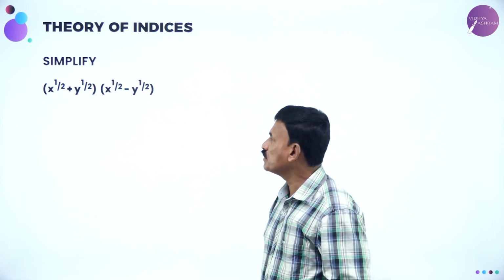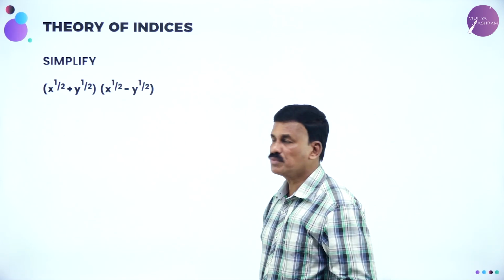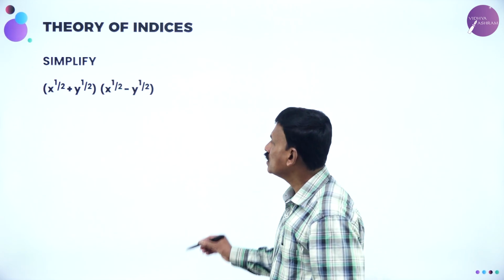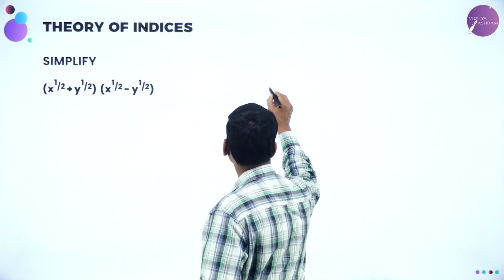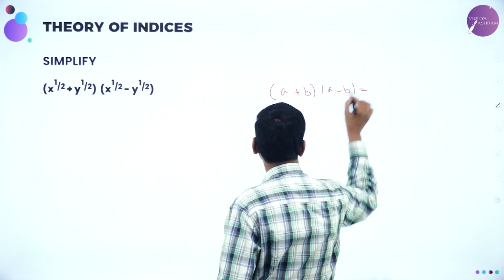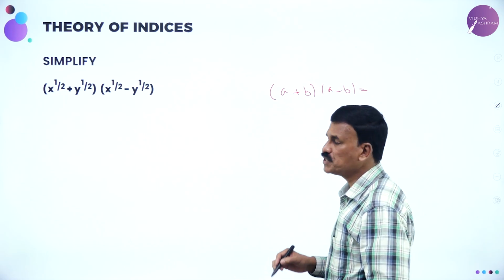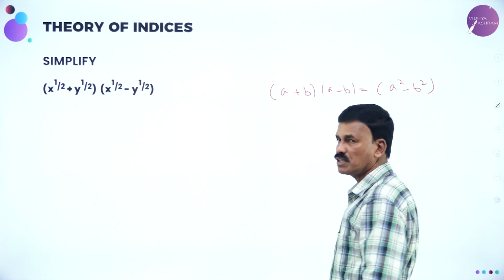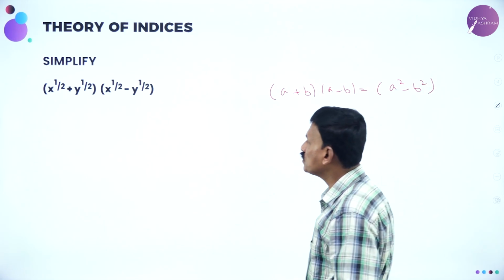Simplify x to the power of 1 by 2 plus y to the power of 1 by 2 into x to the power of 1 by 2 minus y to the power of 1 by 2. Now, if you observe carefully, this is of the form a plus b into a minus b. What is this equal to? a plus b into a minus b is nothing but a square minus b square. a square minus b square formula is a plus b into a minus b.